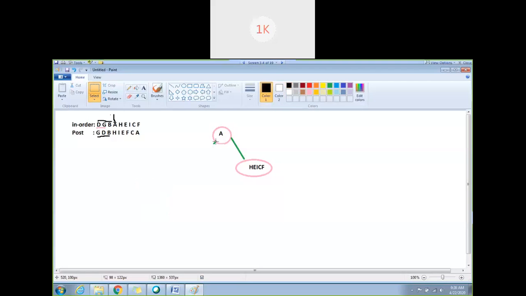Ma'am, means in order to find the root node, we have to see post order. Yes. To find the left and right nodes, we have to search in order. Exactly. Exactly.